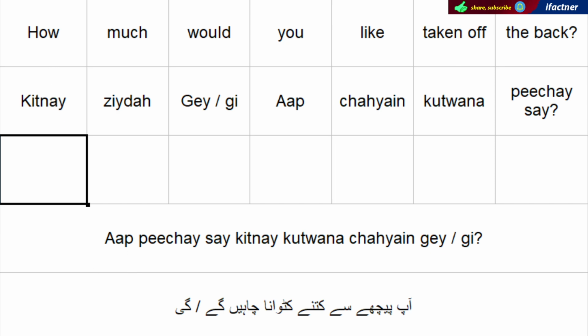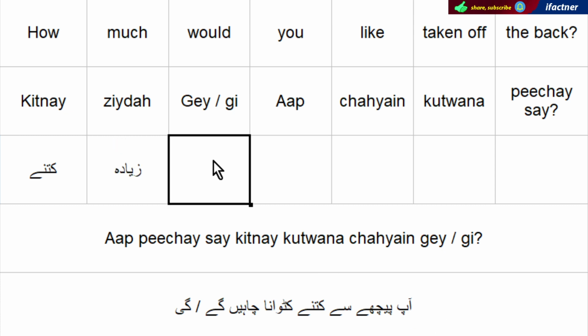How is कितने, and we write कितने as काफ ते नून बढ़िए कितने. Much is ज़्यादा, जे ये अलिफ दे दाल हे ज़्यादा. Gay for male and गी for female. Gay can be written as गाफ बढ़िए गे and we write गी as गाफ छोटिए गी.